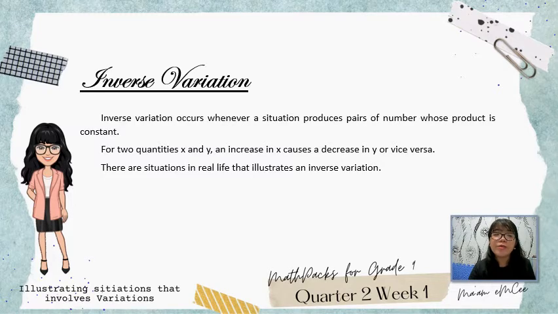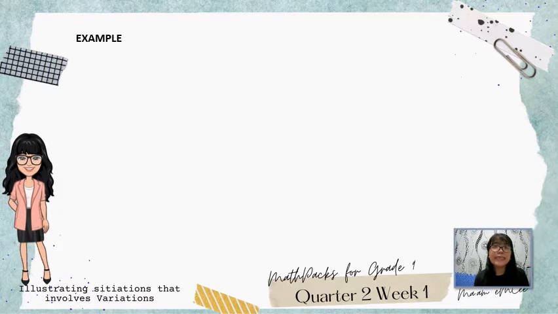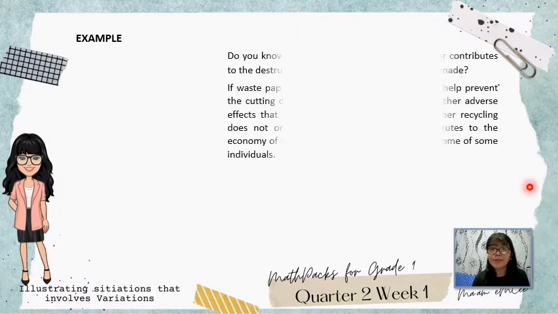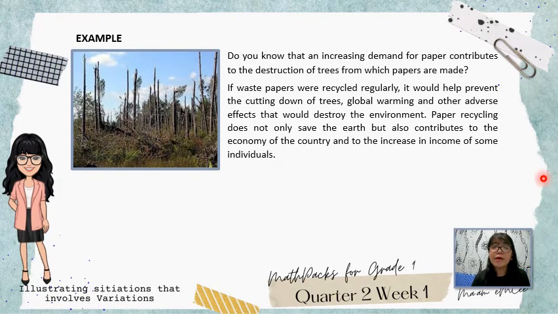Now, there are situations in real life that illustrate an inverse variation. Take this as an instance. Do you know that an increasing demand for paper contributes to the destruction of trees from which papers are made? If waste papers were recycled regularly, it will help prevent the cutting down of trees, global warming, and other adverse effects that would destroy the environment. Paper recycling does not only save the earth, but also contributes to the economy of the country and to the increase of income of some individuals.